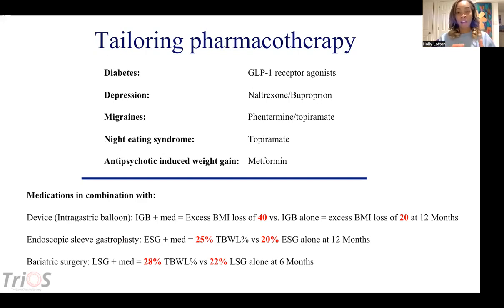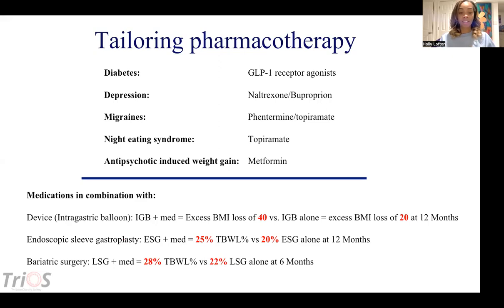When we're tailoring the efficacy piece, you want to look at whether the patient has anything else that will benefit from the medication. For those with diabetes, GLP-1 agonists are great. For depression, bupropion can be useful. Topiramate can help patients with migraines, and also night eating syndrome; there's evidence for this. And we've seen very good off-label use of metformin outcomes in patients with antipsychotic-induced weight gain, as well as with the GLP-1s.